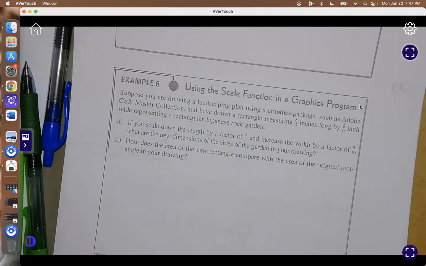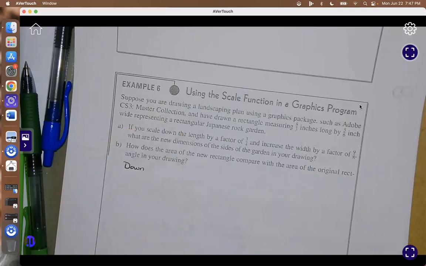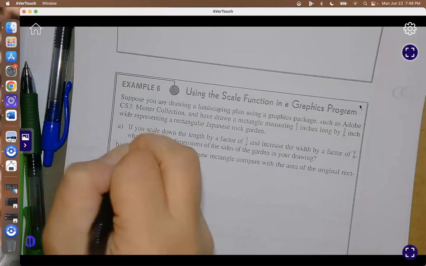So suppose you were drawing a landscaping plan using a graphics package, such as Adobe CS3 Master Collection, and have drawn a rectangle measuring 8/3 of an inch long by 5/6 of an inch wide, representing a rectangular Japanese garden. If you scale down the length by a factor of 3/4 and the width by a factor of 9/8, what are the new dimensions of the side of the garden in your drawing? Okay, so we're scaling down.